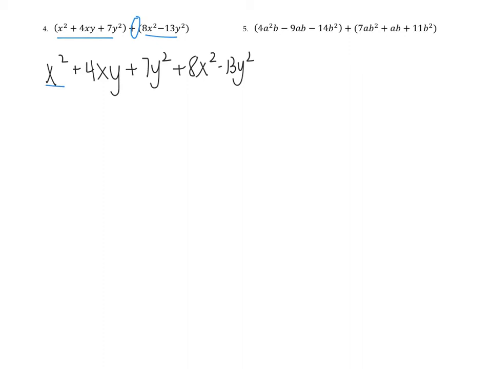So we've got x squared. Is there another term that has just x squareds? There sure is, and it's 8x squared over here. So we're going to combine those, add those together. That leaves us with 9x squared.